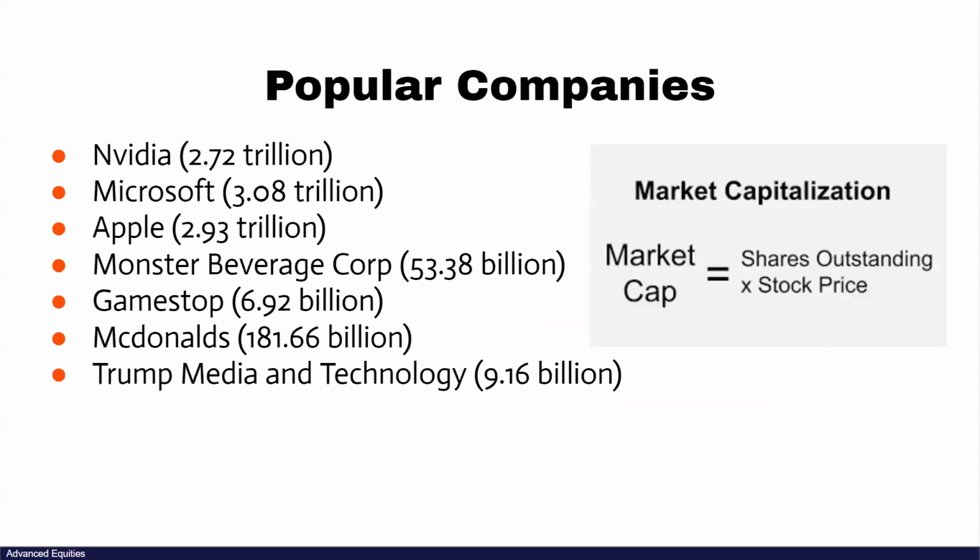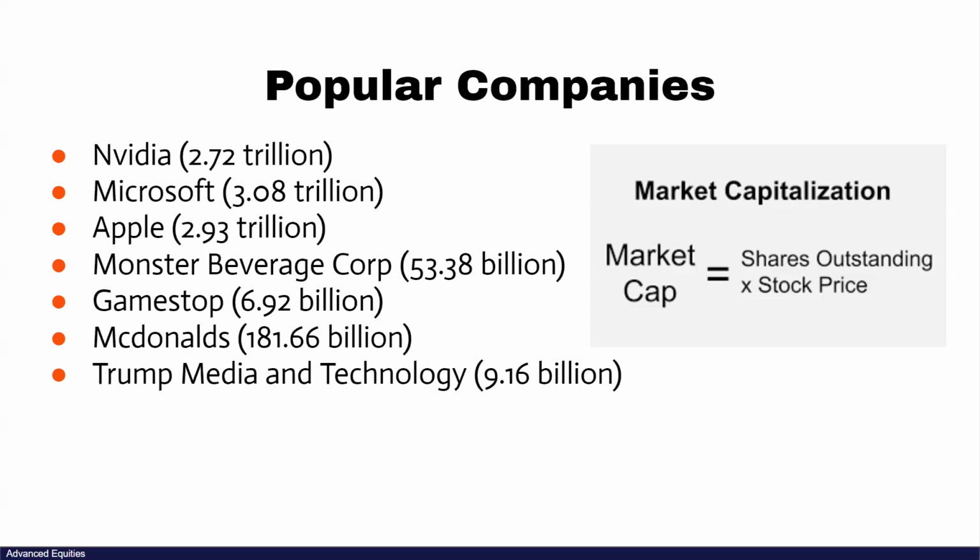Popular companies. The most popular right now is of course NVIDIA. This market cap's a little wrong. I want to say it's around 3.1 trillion right now. And Microsoft is around that area. I think they're at 3.3 trillion now. But it just shows how big these companies are.